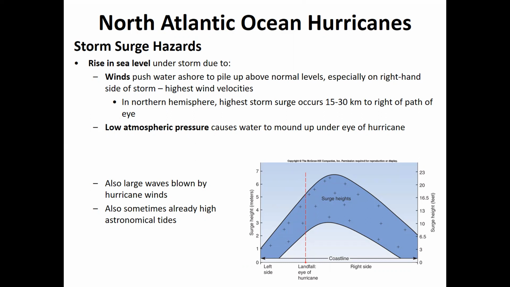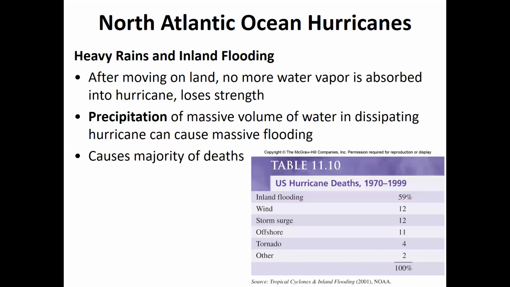And then the storm surge is also partly caused by low atmospheric pressure, which acts like a vacuum, sucking the water up into a mound. There are also large waves blown by hurricane winds. Besides the storm surge, which is just a large mound of water pulled inland, there are also large wind waves. And sometimes the storm surge coincides with an astronomical high tide, being more devastating.